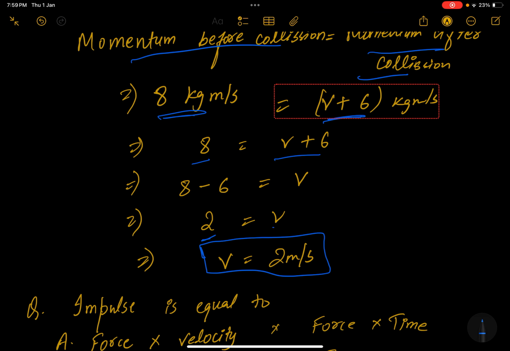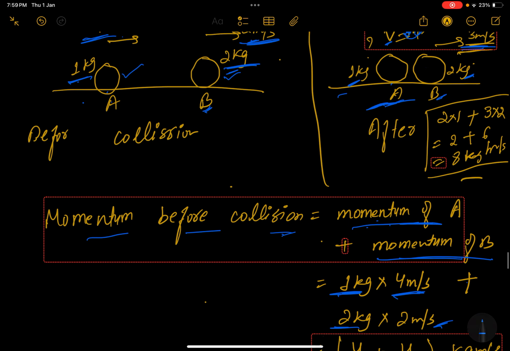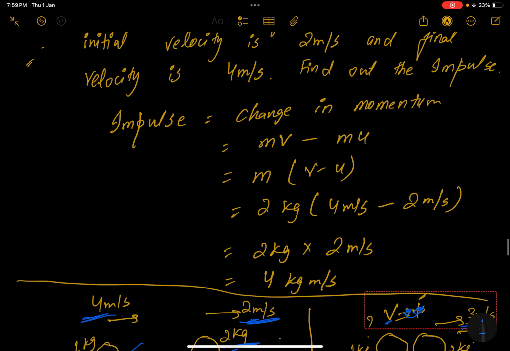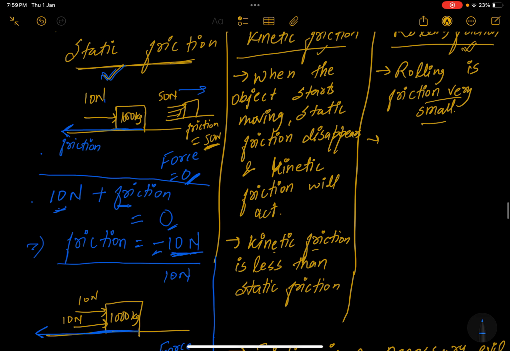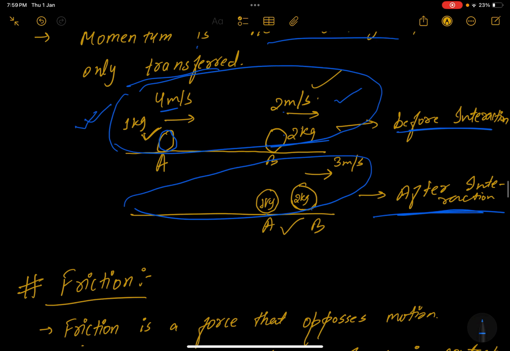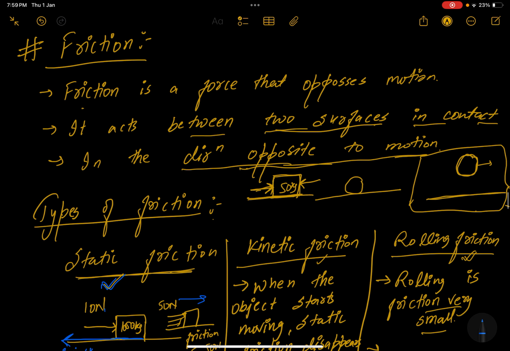So how did we solve this? We solved it by using our concept of conservation of momentum. This is how things work for the conservation of momentum concept. Now we'll get back and move forward to our next topic.